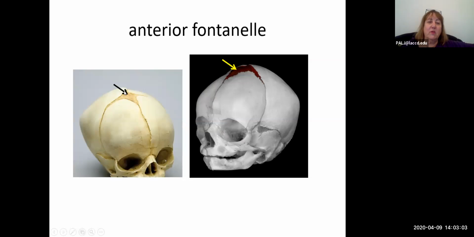And this has to do with how the skull bones are made. As you learn in lecture, the flat bones of the skull are made from a connective tissue membrane. And so that's what we're seeing here. It's where that connective tissue membrane is. And so this soft spot, each one is called a fontanelle. And so this large one between the parietal bones and the frontal bone is known as the anterior fontanelle.